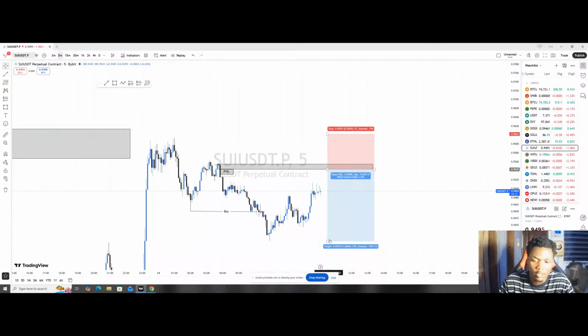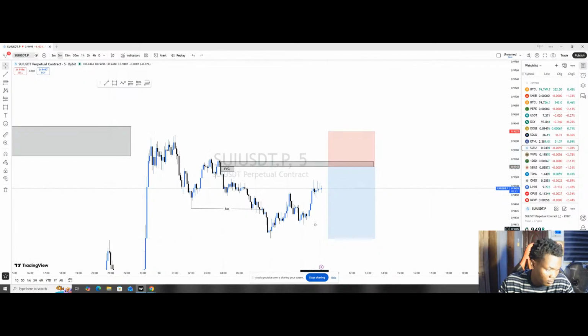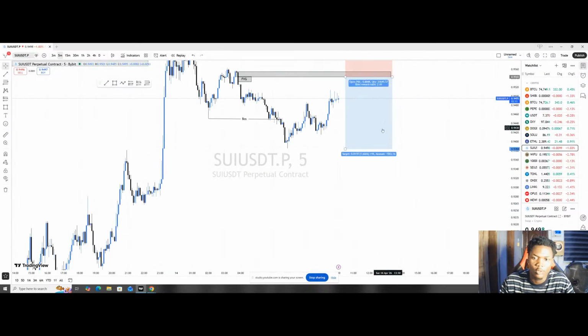So now I'm going to be having two RR. Our take profit is going to be here. Or we can actually set our take profit to this point. Yeah, let's just do the last low. So let's just put our take profit there. This is actually a decent risk to reward.